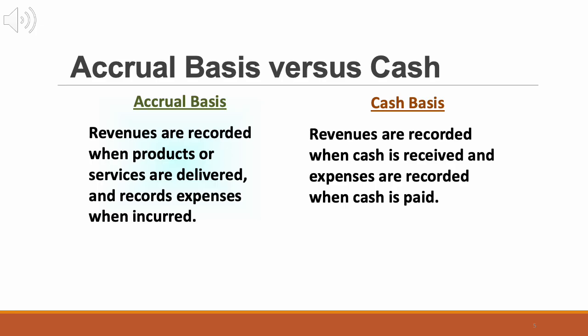There are two ways businesses can record revenues and expenses. Under the accrual basis, we record revenues when we deliver the product or service and expenses when they happen, no matter when the cash is exchanged. Under the cash basis, we only record things when cash actually changes hands, revenues when money is received, and expenses when money is paid. So the difference is timing. Accrual looks at when the work is done, cash looks at when the money moves.